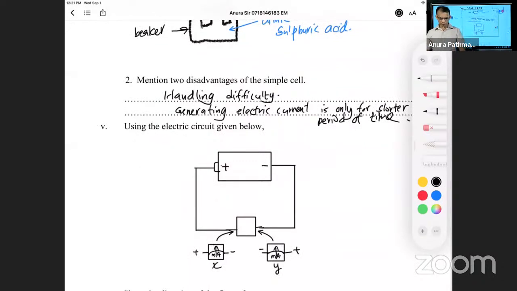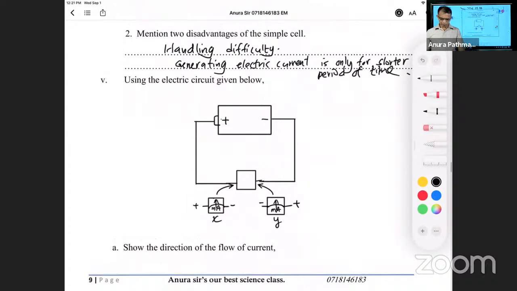Using the electric circuit given below, show the direction of the flow of current. Direction of flow of current is from the positive to the negative electrode.